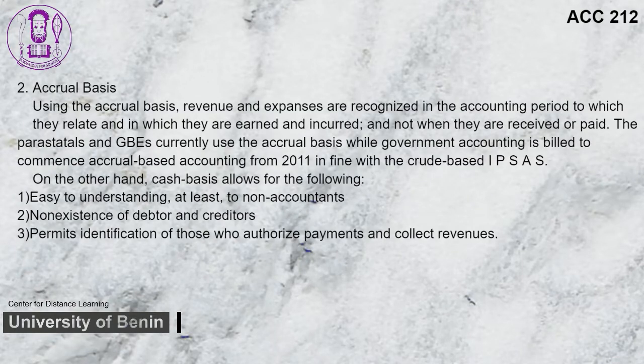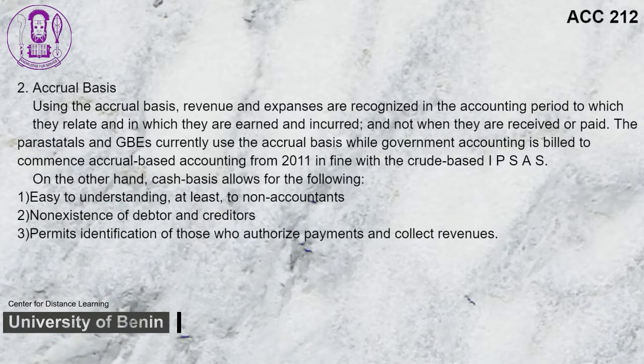2. Accrual basis. Using the accrual basis, revenue and expenses are recognized in the accounting period to which they relate and in which they are earned and incurred, and not when they are received or paid. The parastatals and GBEs currently use the accrual basis, while government accounting is billed to commence accrual-based accounting from 2011 in line with accrual-based IPSAS. On the other hand, cash basis allows for the following.